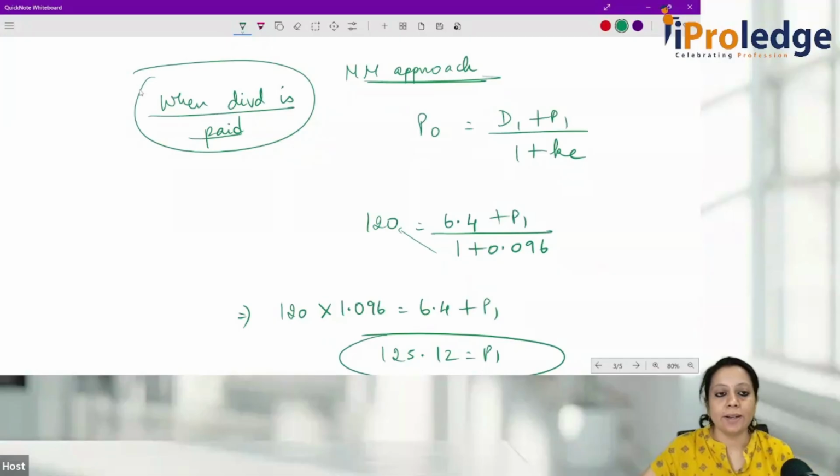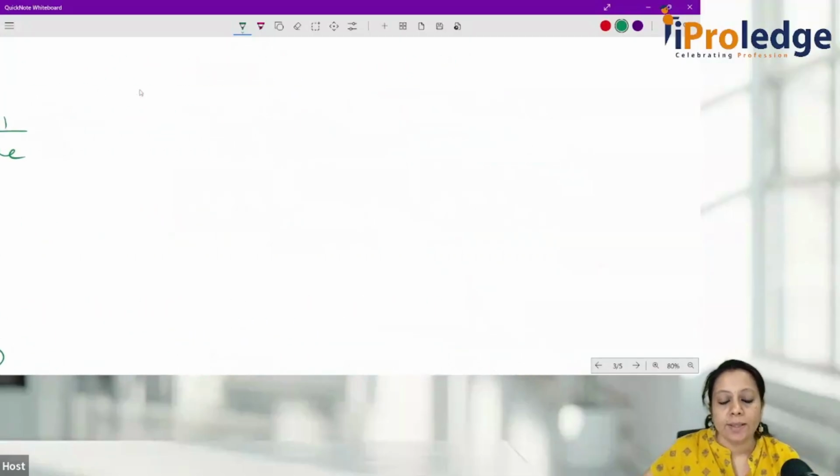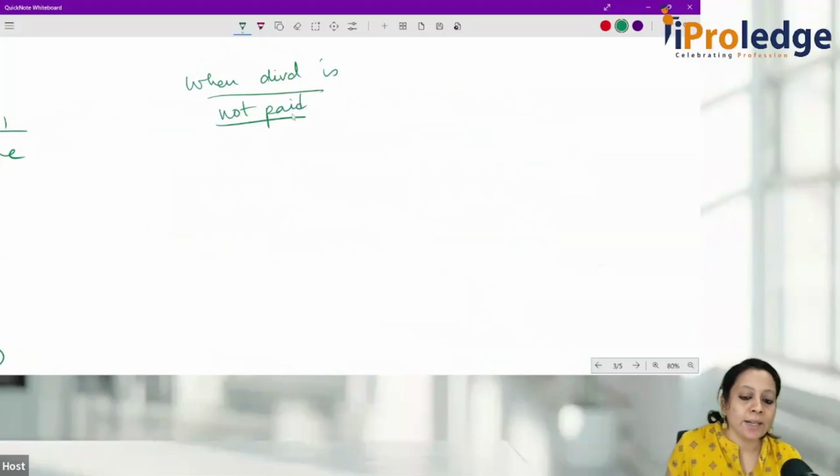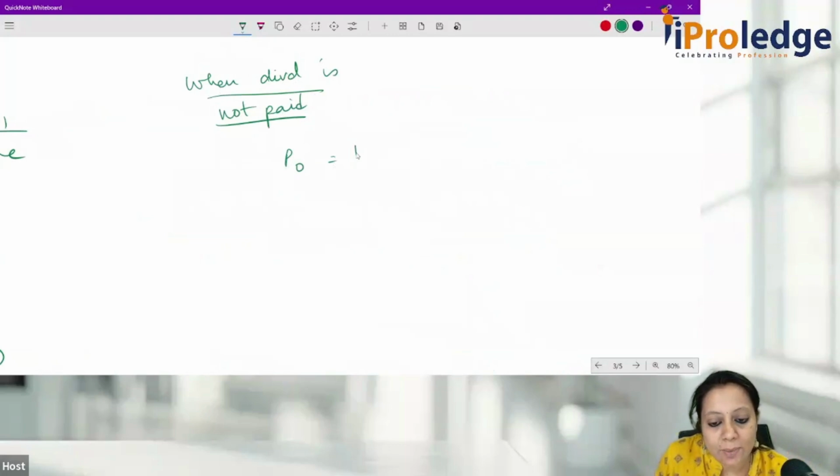So again, I'm saying when dividend is paid, we will take 6.4 in the place of D1. Otherwise, we'll take it as 0 when dividend is not paid. So when dividend is not paid, that is the first question, right? We need to estimate the share price, right? P0 is equal to D1 plus P1 divided by 1 plus KE.